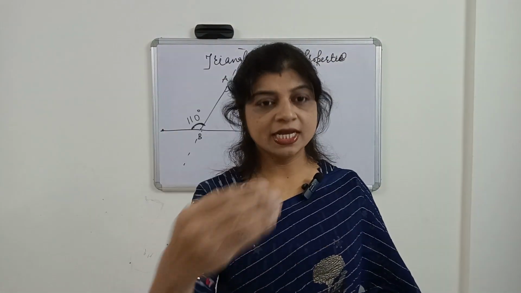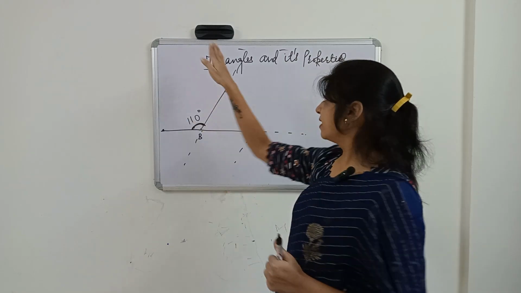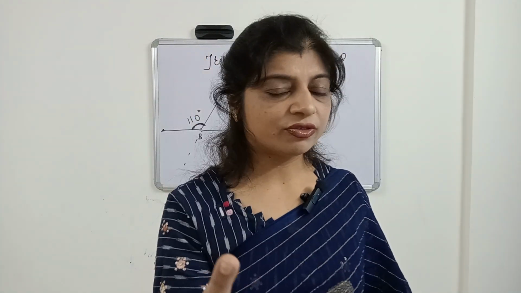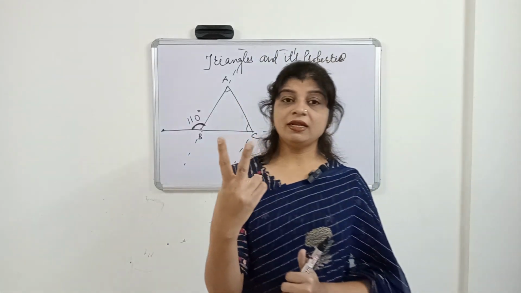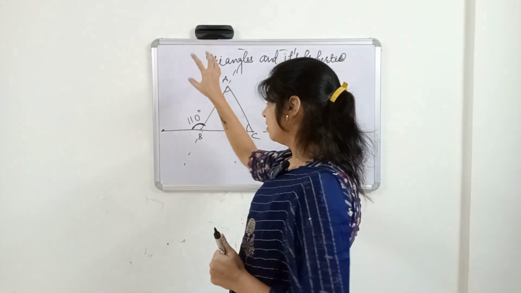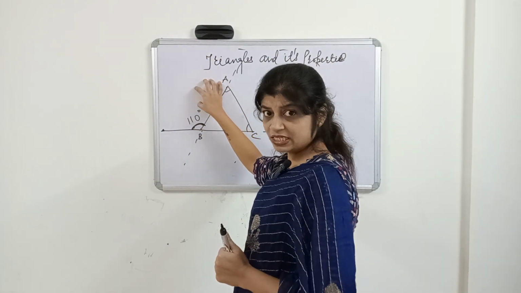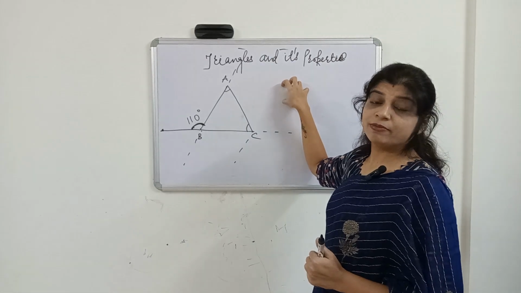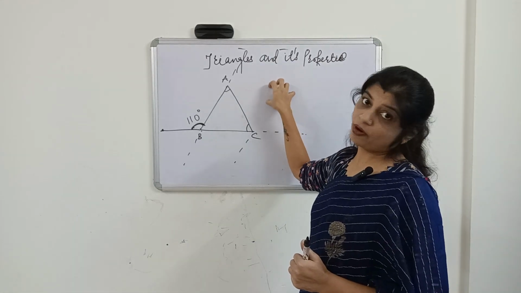So today what I did is I have given you the introduction of triangles and its properties. In that I made you understand what is a triangle, what are the elements of the triangle, classification of triangles based on 2 parameters, that is sides and angles, and I have told you the statement of angle sum property of a triangle and exterior angle property too.